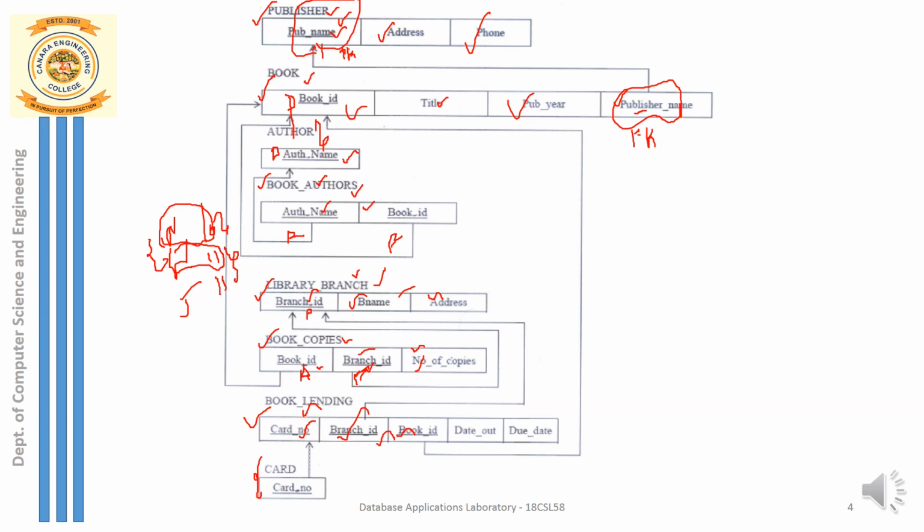So it is something like, for a different card this time, in the same library branch, maybe a different book must be issued, or the same book also can be issued, right? So the same book can be issued for a different card holder in the same branch. That possibility is okay, fine. So here the combination of card number, branch ID and book ID is the primary key.